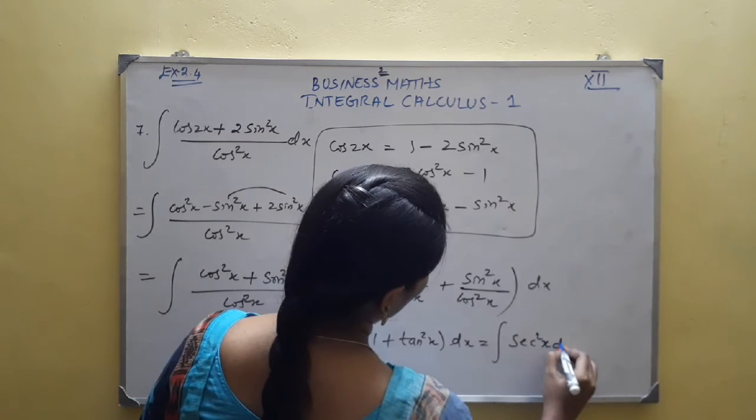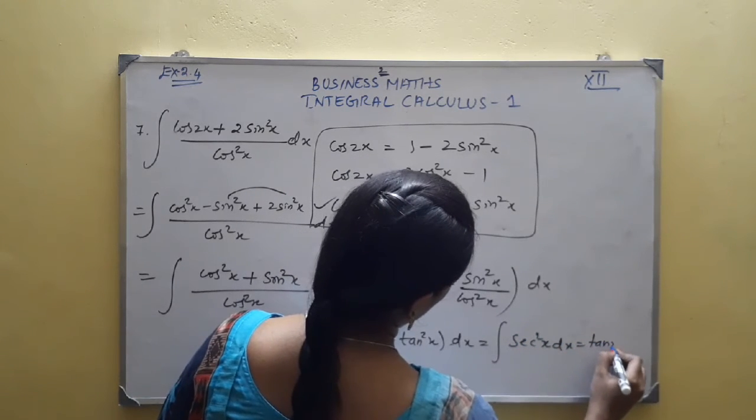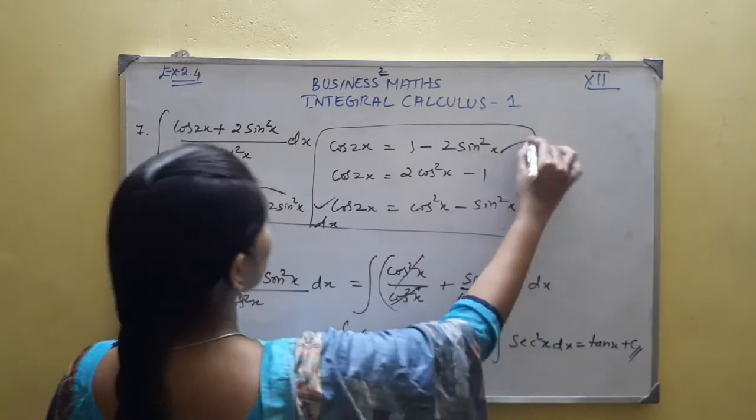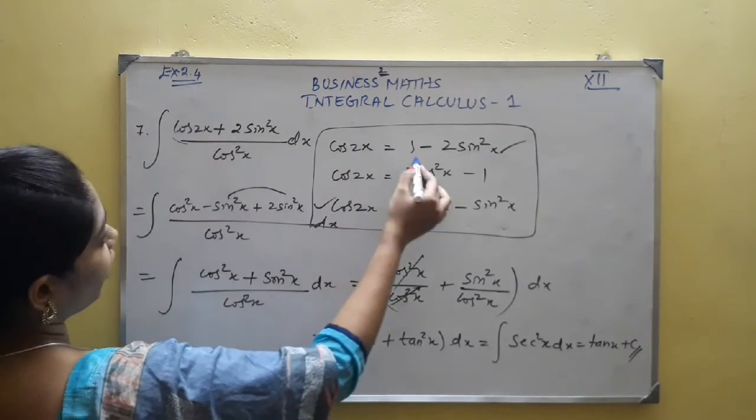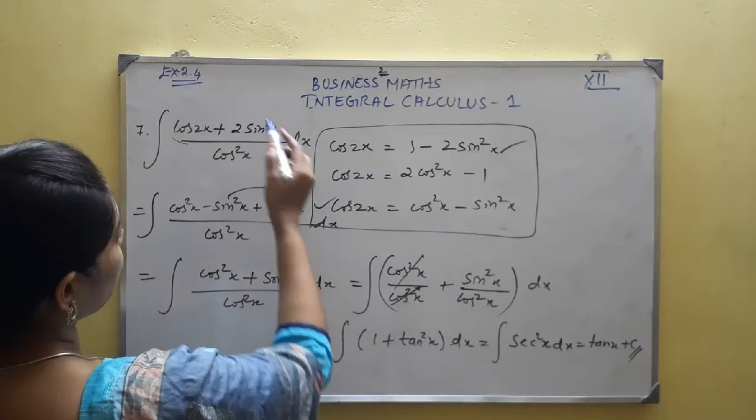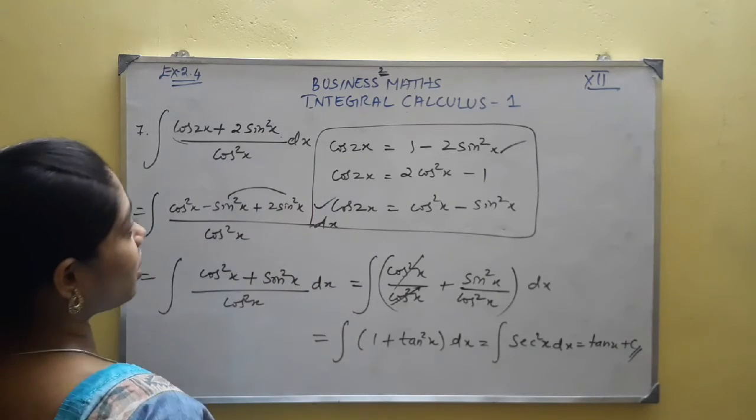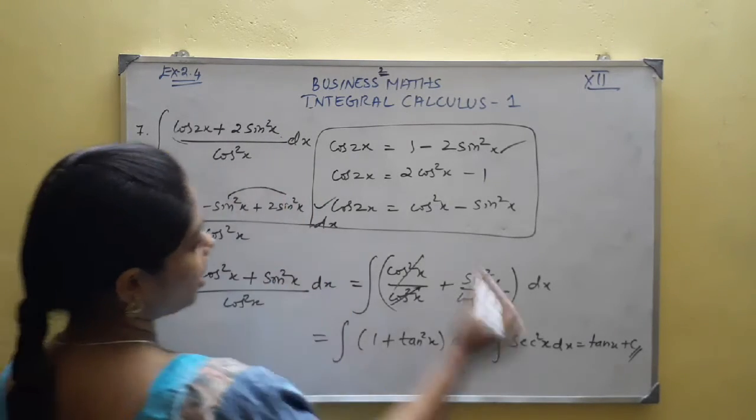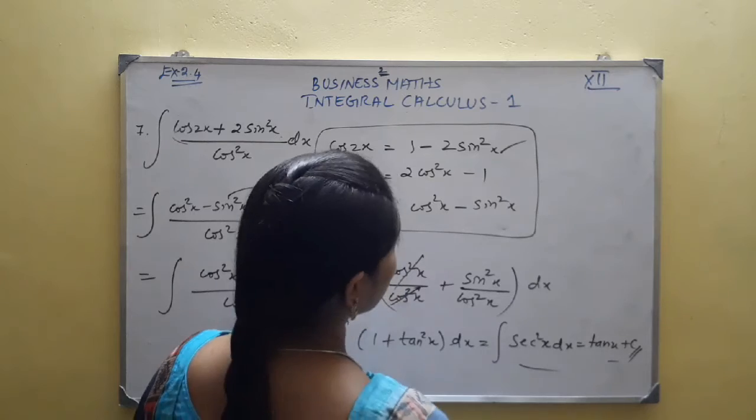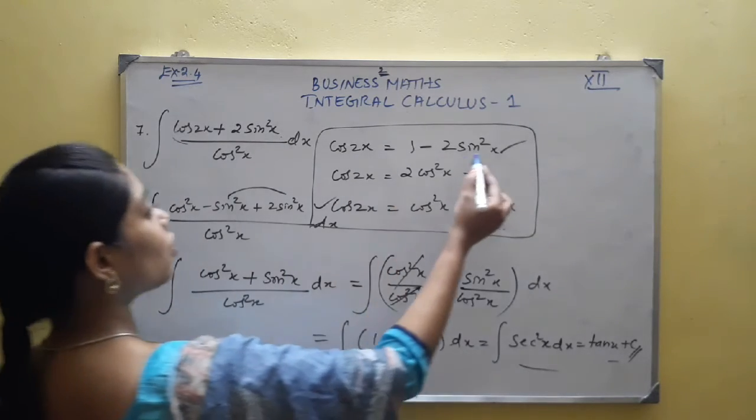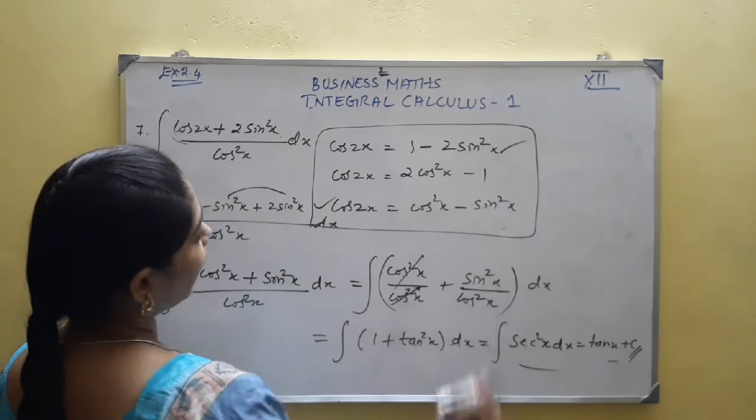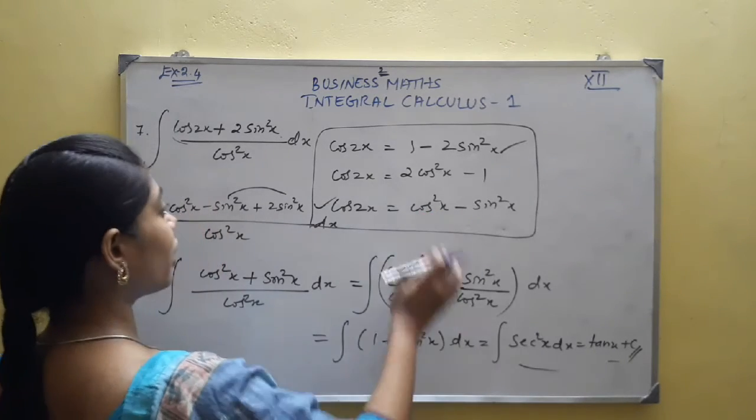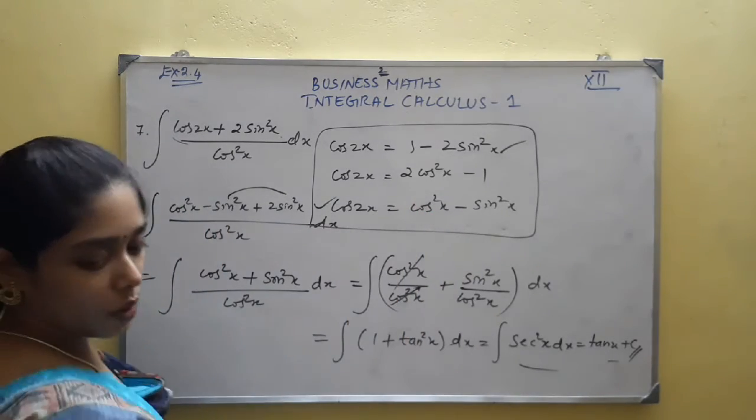So integral sec square x dx gives me tan x plus c. If you use this one, you directly get the solution. Why? Because in the place of cos 2x, you will write 1 minus 2 sine square x, no? So minus 2 sine square x plus 2 sine square x get cancelled. 1 by cos square x is actually secant square x. While integrating this, you will get tan x. So this gives you easily the solution for this integral. I used this one here. You can do the same problem by using this one also.